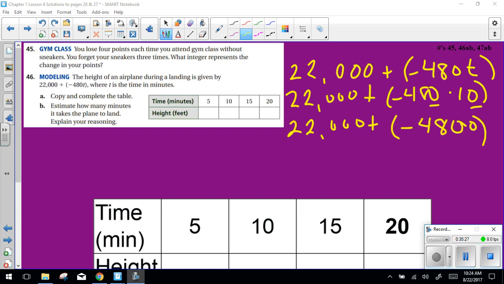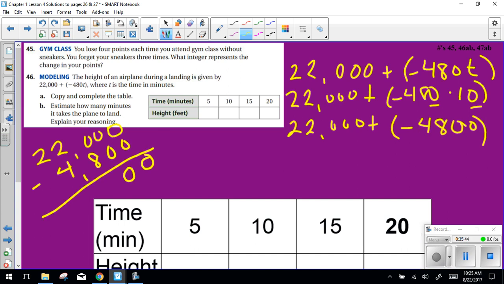Okay, now that we've multiplied, we can subtract the 4,800 from the 22,000. So we're going to take 22,000, and we're going to subtract 4,800. So 0, 0, make that a 1. So 10 minus 8 is 2.